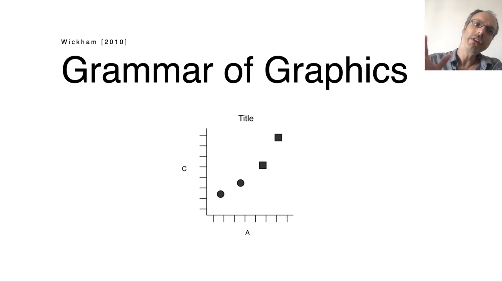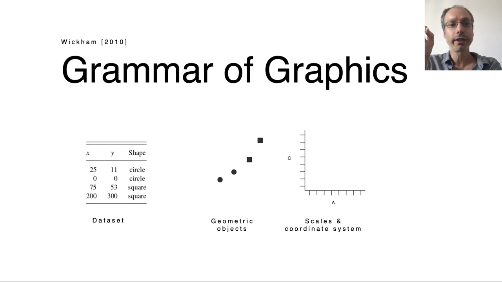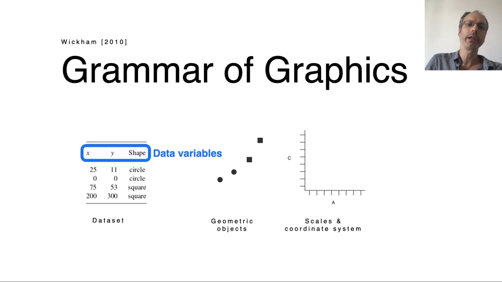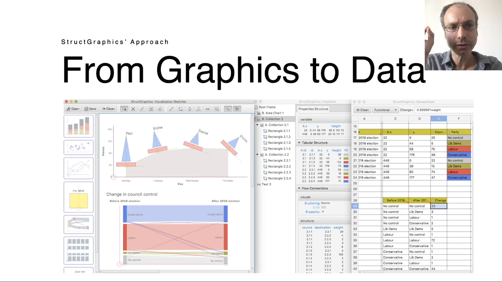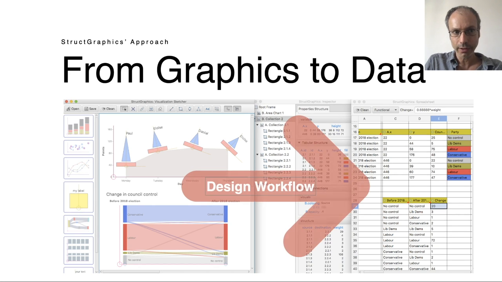Visualization grammars and toolkits can support a richer range of visualizations. But again, in order to create a graph, we describe how the variables of a dataset are mapped to the properties of the visual objects. Now, in StructGraphics, we follow the opposite direction, so visualization creation is fully driven by the graphics. Data variables are derived at the very end of the process from the structure of the graphics. So the goal of this approach is to support design rather than data analysis tasks.